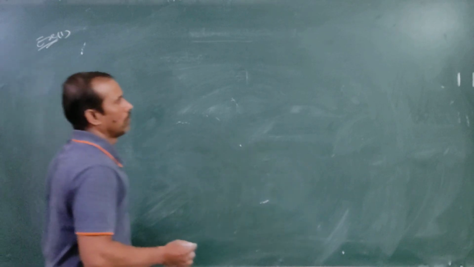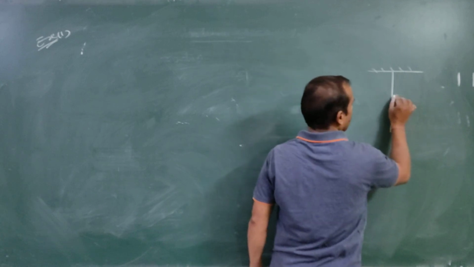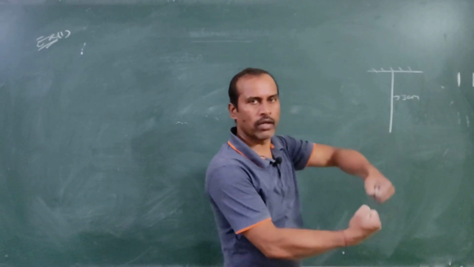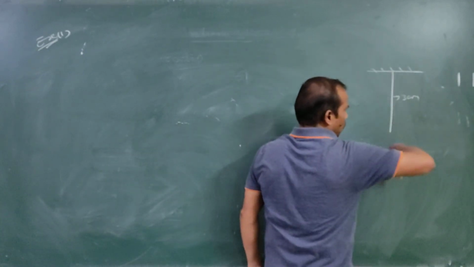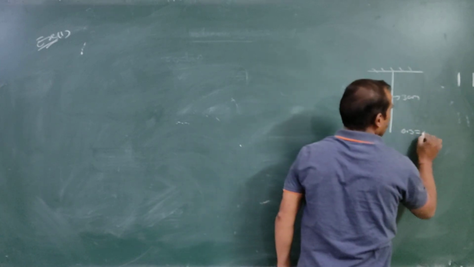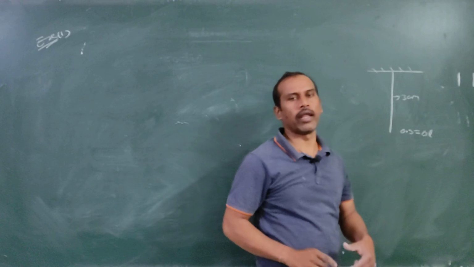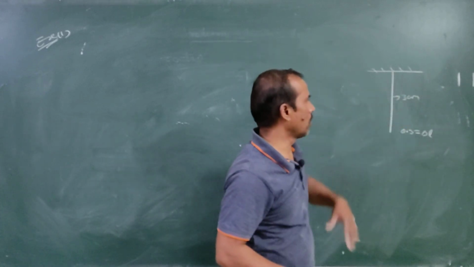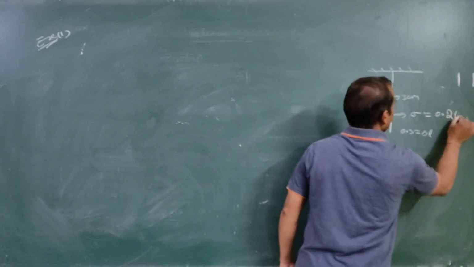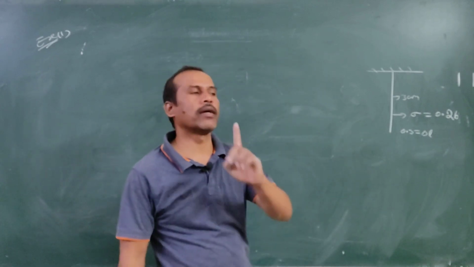For example, this is a wire. Initially this wire is 3 centimeters. This wire is stretched. The elongation produced in the wire is 0.3 centimeters. This is the change in length. The Poisson ratio of this wire is 0.26. Find out the lateral strain of this wire.